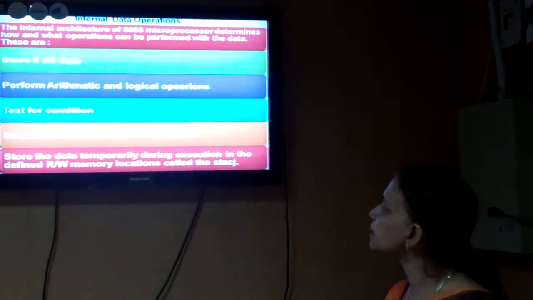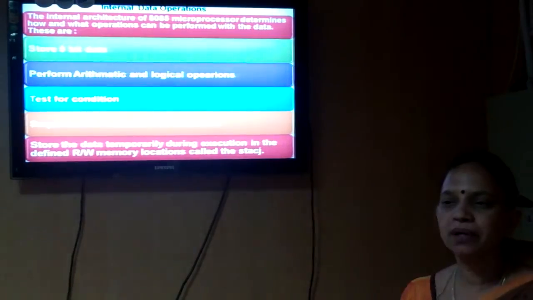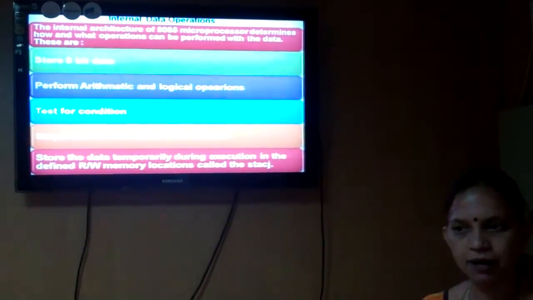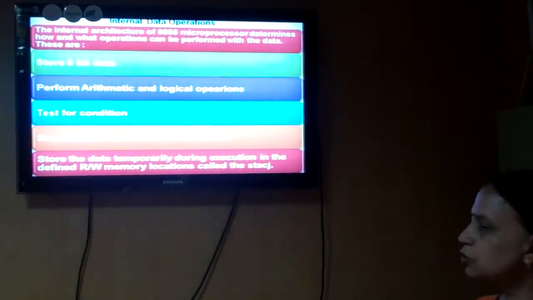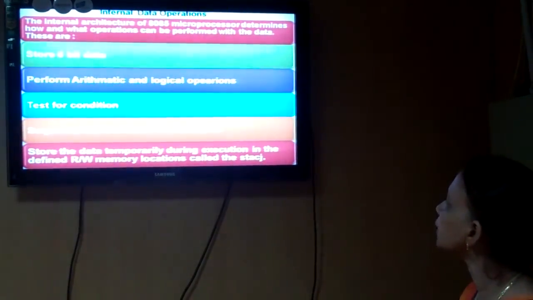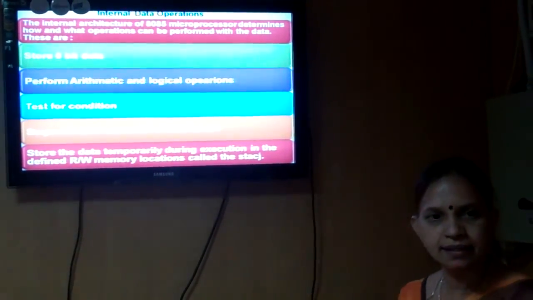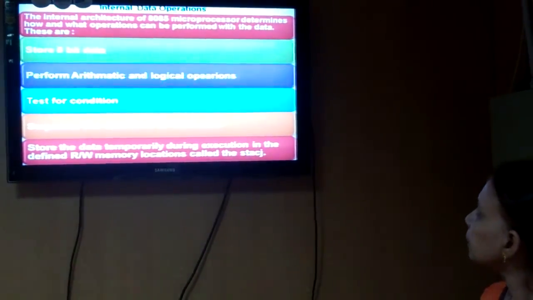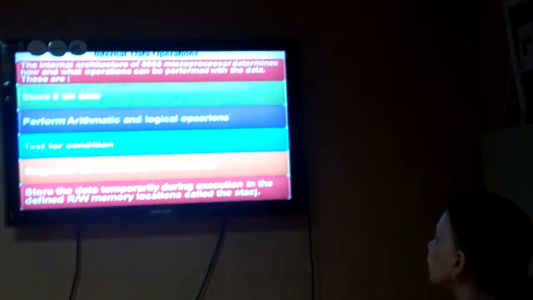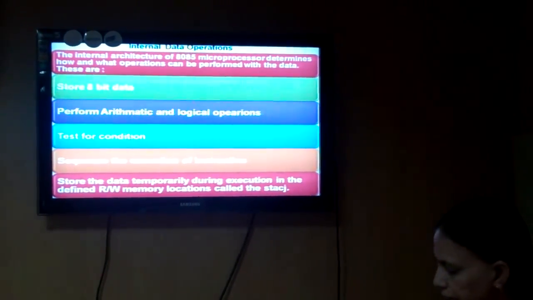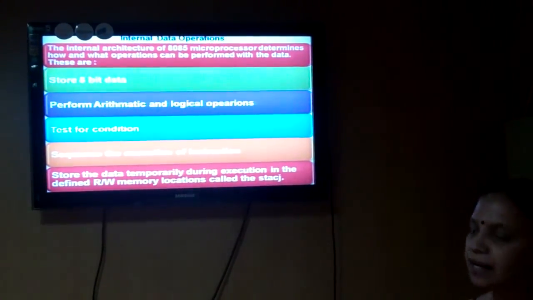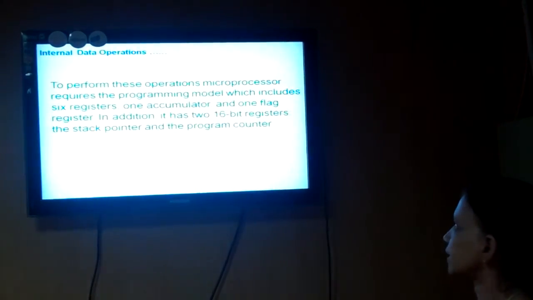Then sequencing the execution of an instruction. The microprocessor should have an idea what the next instruction is that has to be fetched and from where it has to be fetched. There should be some controller or sequencer. That is the next one, sequencing the execution of instructions. Then store the data temporarily during execution in the defined read-write memory locations or the stack. These are all the operations that are performed by the processor internally, and hence the name internal data operations.